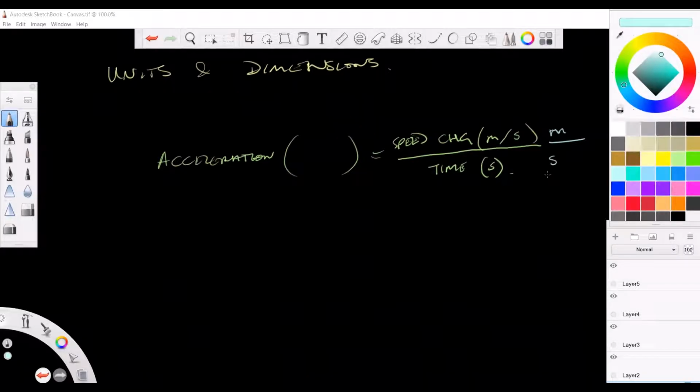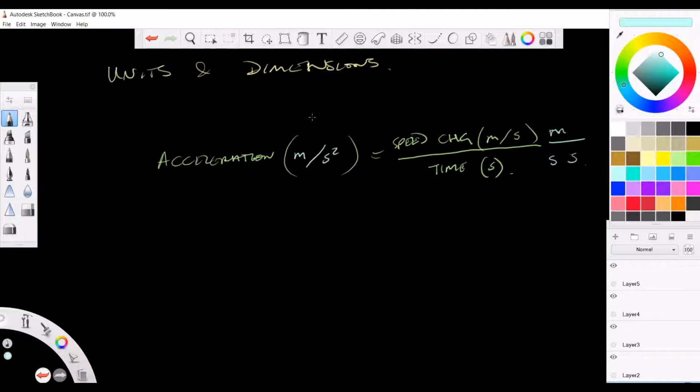Okay, so we've got speed change in meters per second, but also on the bottom of the fraction, we've got another second. So we've got seconds times seconds on the bottom, so our acceleration must be in meters per second squared. And that's how we get our units of acceleration, as meters per second squared.